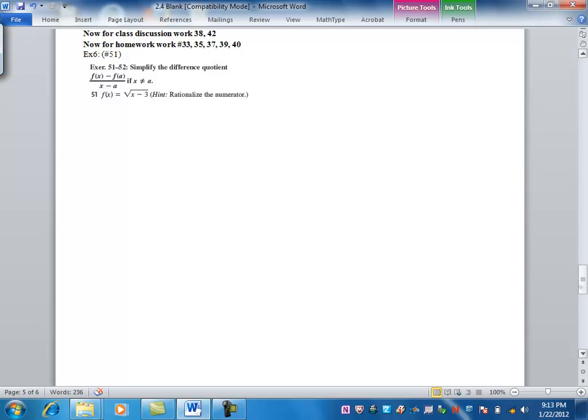Well, let's take a look at this bad boy. We're kind of putting together everything that we've just talked about over the last few lessons, really. We've got a difference quotient here, and we're asked to simplify. And so we've got f of x already. We'll note what f of a is. f of a is the square root of a minus 3. And so f of x minus f of a all over x minus a.